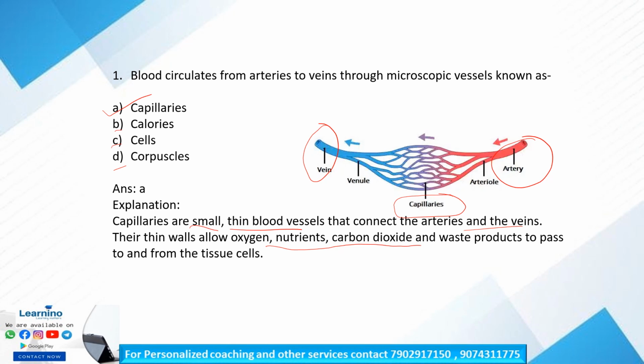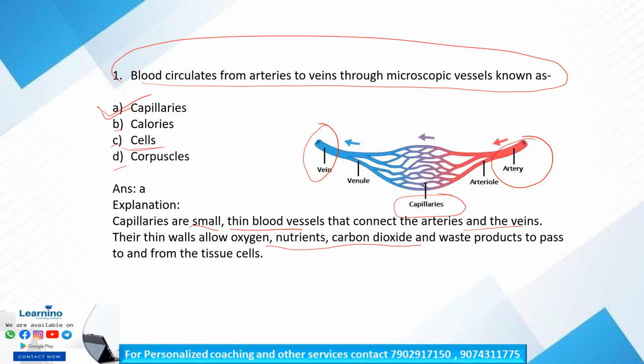Okay, then what about cells? Cell is the basic unit of life. The body contains around 50 to 100 trillion cells. Then option D, what is that? Corpuscles. We know that corpuscles mean red blood cells, white blood cells and so on. They are all examples of corpuscles. So blood circulates from arteries to veins through microscopic vessels known as capillaries. So our answer is capillaries, option A.